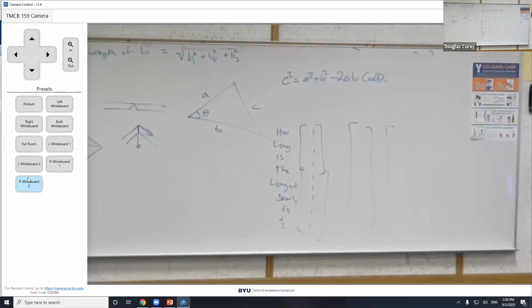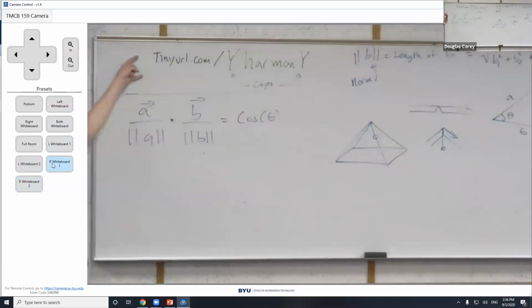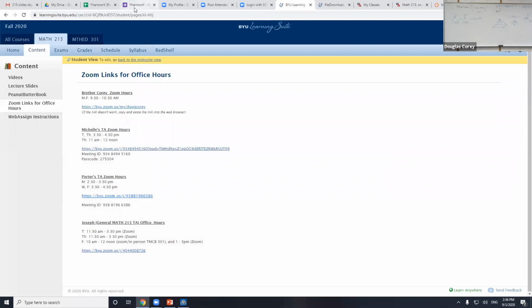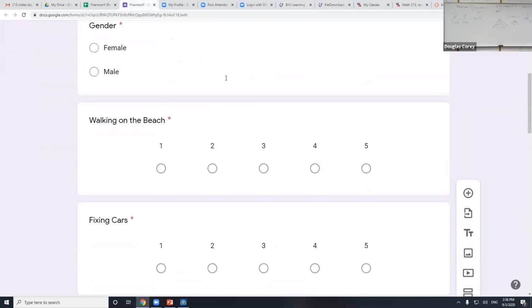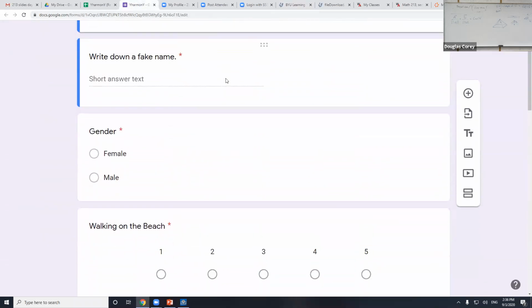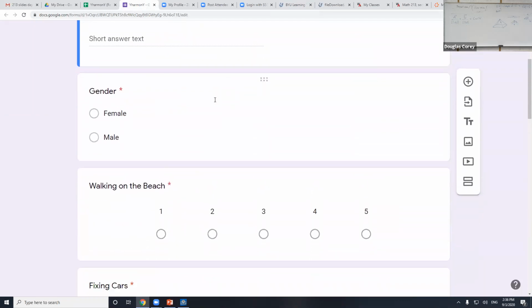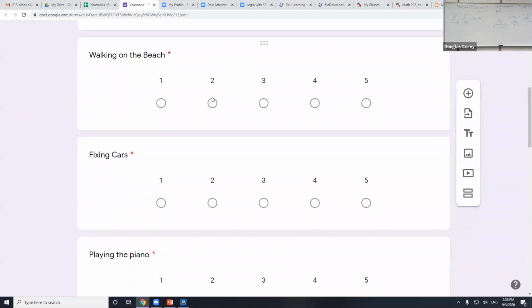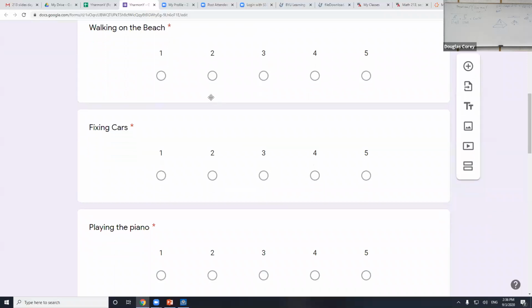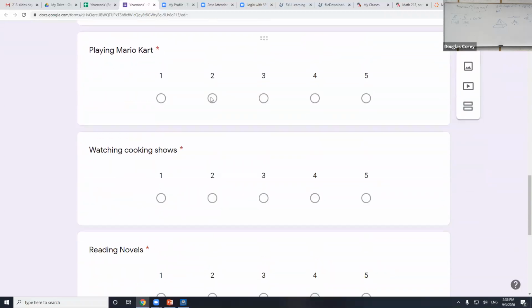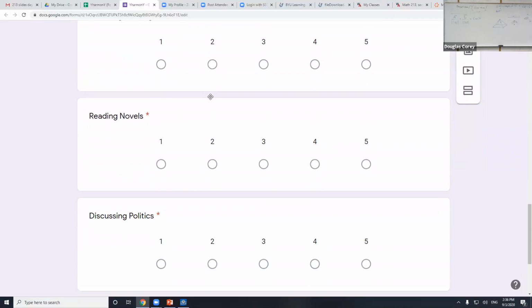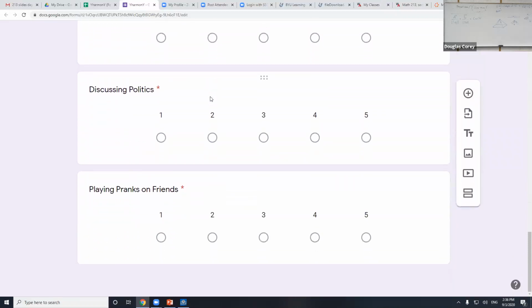So I asked a few people to go to this website. Here's a little bit of a survey. So I asked Molly. She went there to fill it up. And I asked a couple other guys to do it. And it's a little preference survey. So here, I wrote down a fake name, and they just rated on a scale from 1 to 5 how much they liked doing things like this. Watching cooking shows, reading novels, discussing politics, etc.